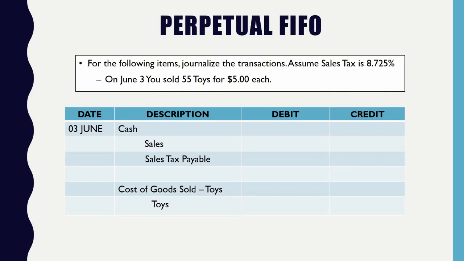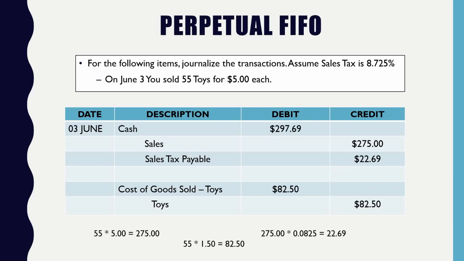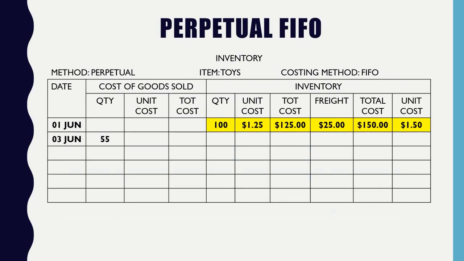All right. So the next scenario says that on June 3rd, we sold 55 toys for $5 each. Now remember, we're dealing with perpetual sales. So in this case here, we journalize that we have cash, we got sales and sales tax payable. And then lastly, we need to enter in our cost of goods sold, which is going to be the amount that we're selling them items for. In this case, I've already pre-calculated this, but where did I get these answers? And you will see on the next slide.